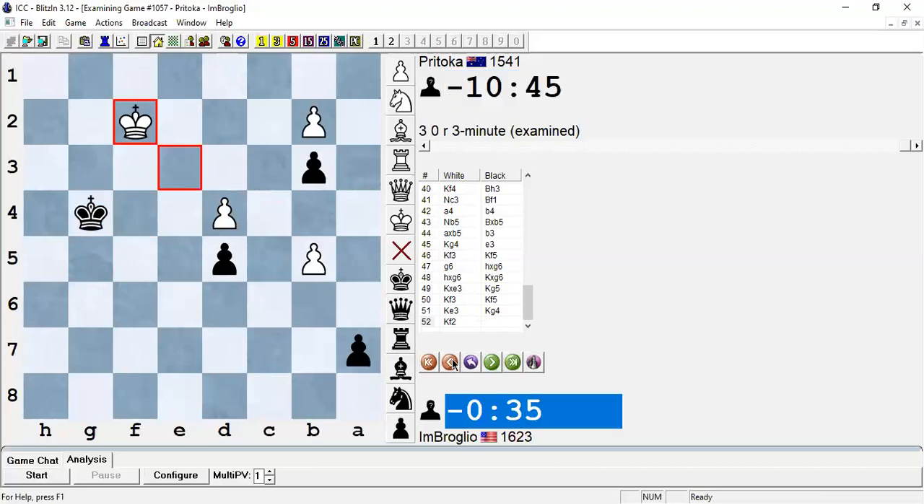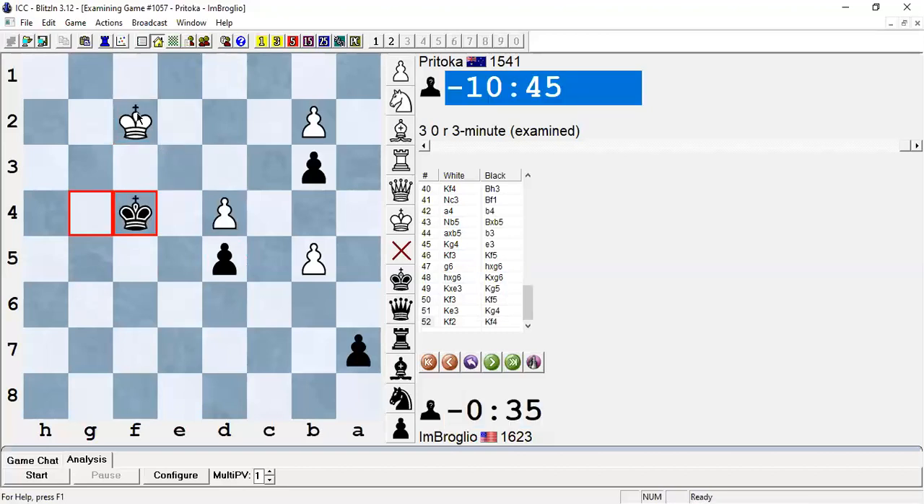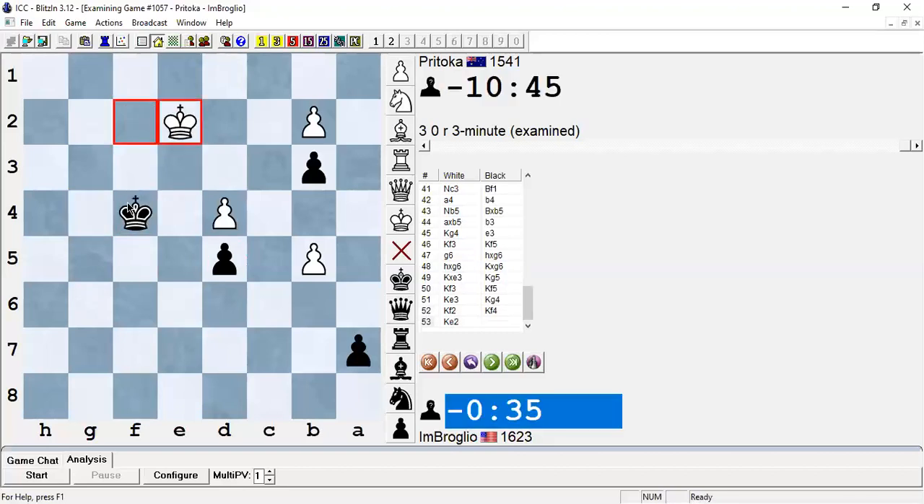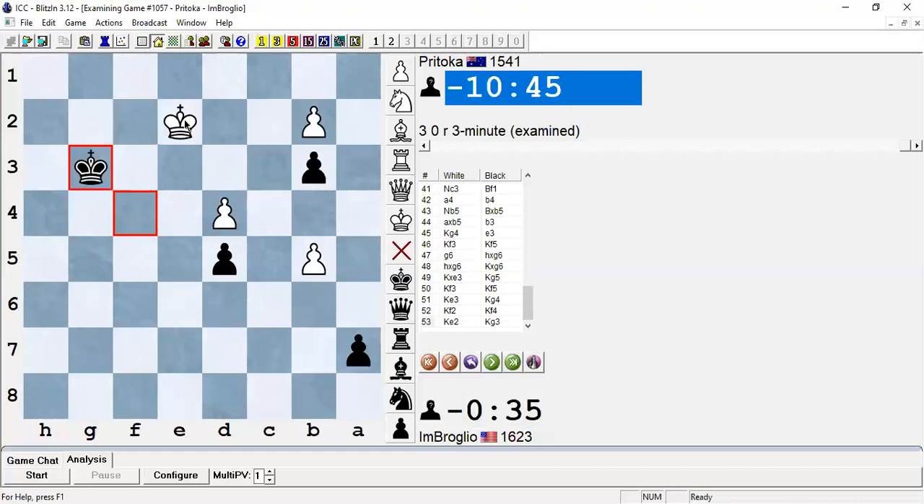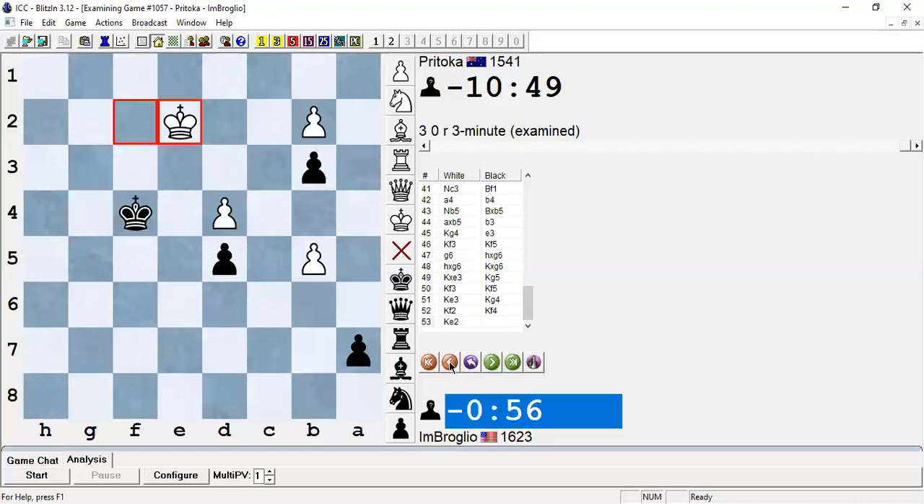Let's see here. We have this position. It's white to move. Or no, it's black to move. Now white can move here, here. Well, actually, that was stupid, folks. Never mind. But I think you guys get the picture.